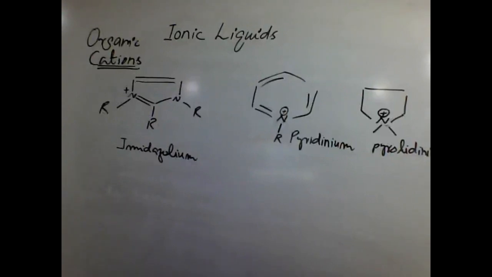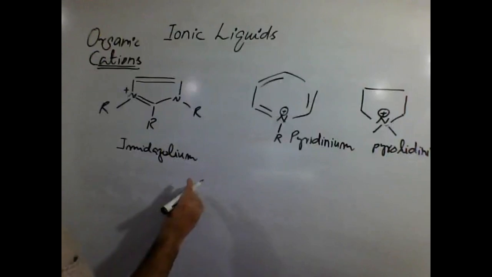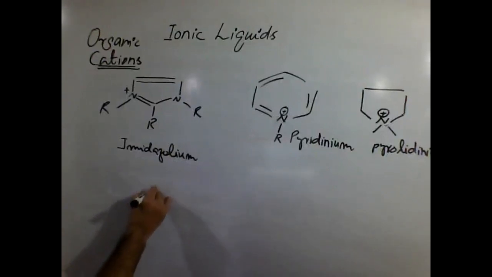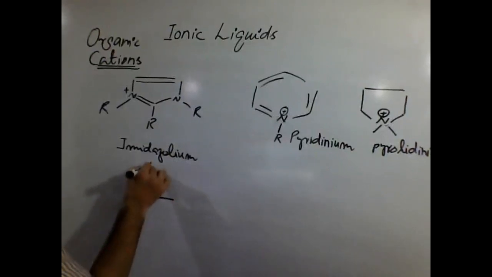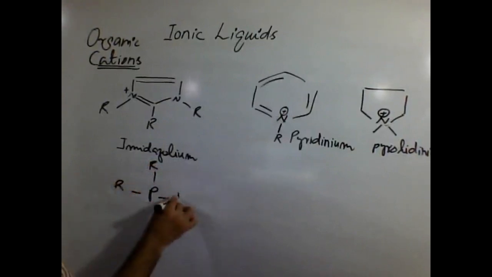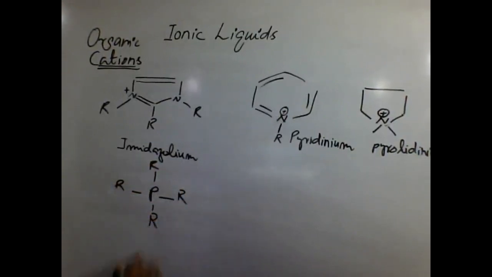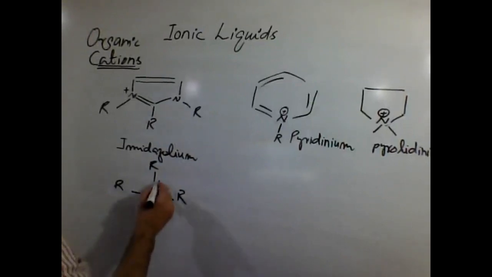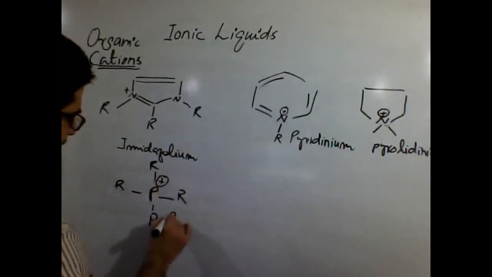Similarly, phosphorus substituted with other groups, cations with alkyls. This is called phosphonium.